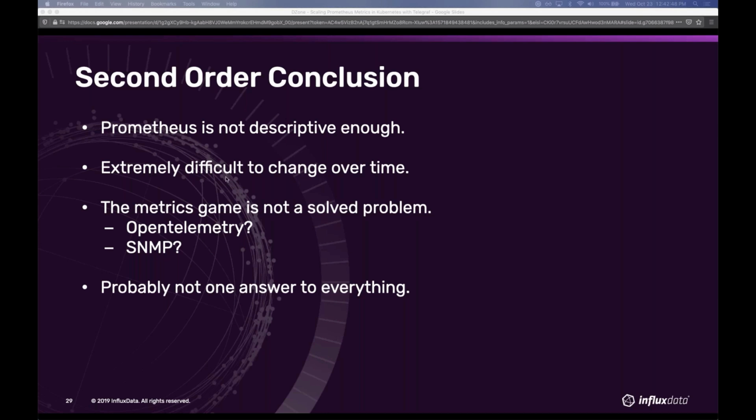I think that there's just not really one answer to everything. There's no silver bullet, but giving people the flexibility to produce their own metrics, and giving them an API such as Telegraf that can take in many different flavors of metrics and then output them in many different ways, gives developers a chance to really investigate how metrics should be used as part of their program.